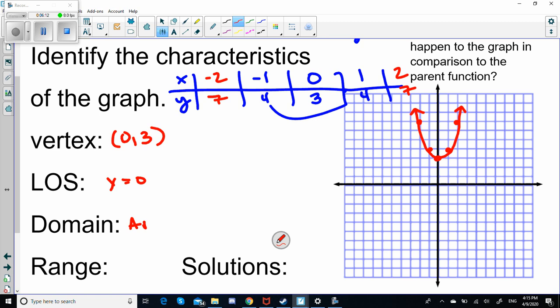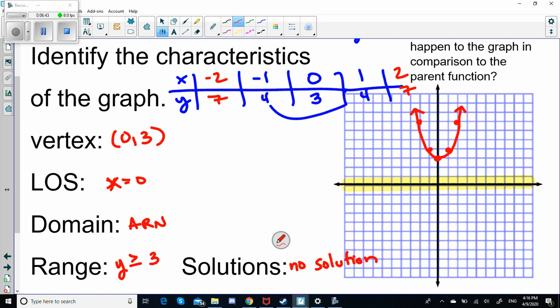The domain is still all real numbers like it was on Monday. Actually, I'm sorry, this is x equals 0, not y equals 0. And the range is the y. So this is y is greater than or equal to 3 and above. The solutions would be where this parabola crosses the x-axis. And you can see that it does not cross the x-axis. So the solutions here are no solution.